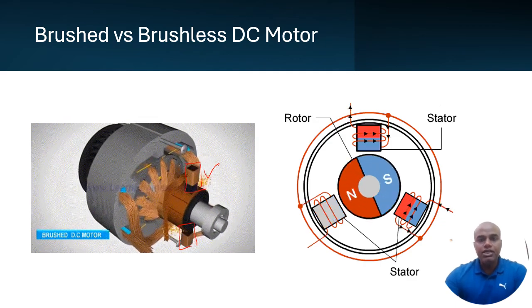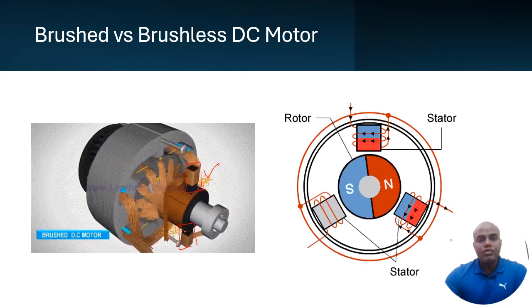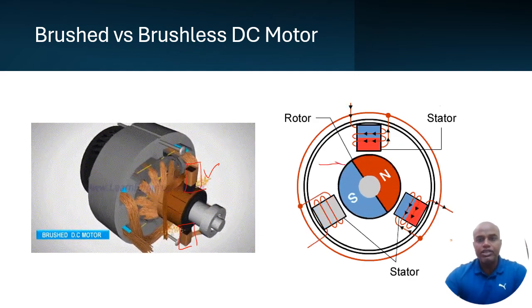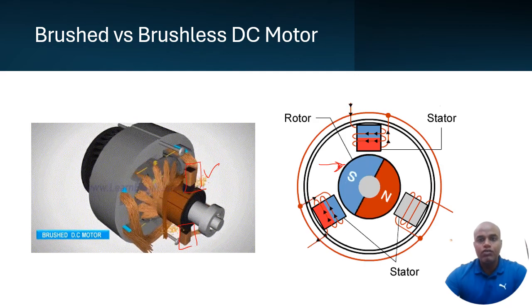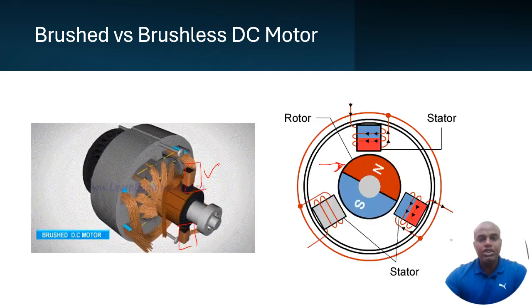Whereas in the BLDC motor we don't have brushes, which clearly gives an advantage: the limitations that occur due to brush friction are eliminated. Moreover, the rotor in the BLDC motor has no winding. Here it is shown that this is the rotor of the BLDC motor, and it is a permanent magnet type of rotor. So in the BLDC motor we have windings only over the stator, which creates the electromagnetic field.